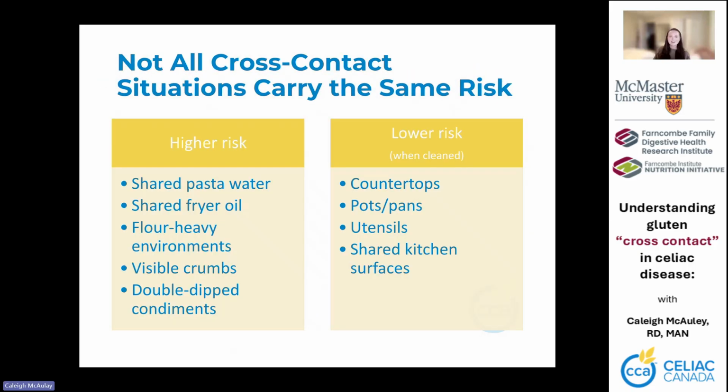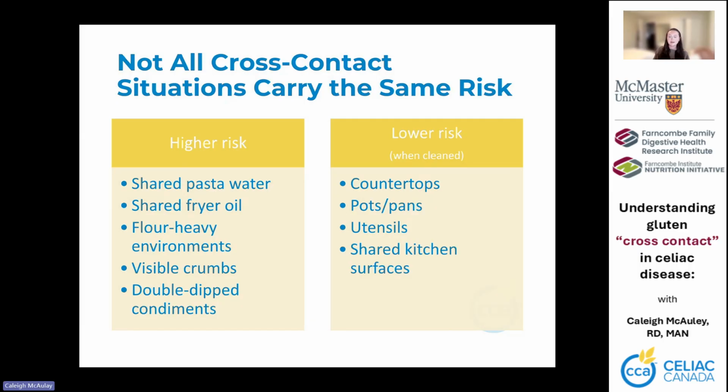So not all cross-contact situations carry the same risk. And I wanted to put this slide right up front at the top of my presentation, because I think this is the backbone for today's presentation. One of the biggest misconceptions is that every situation carries the same level of danger, and that's simply not true. Risk exists on a spectrum.